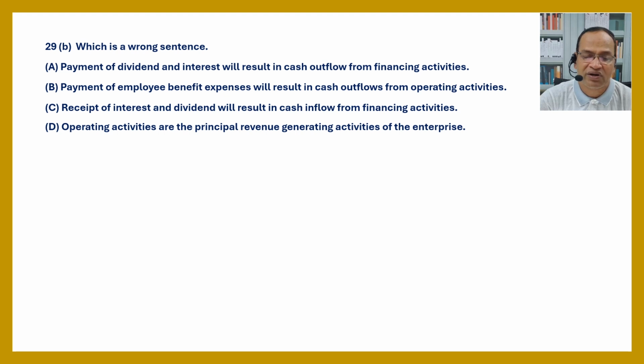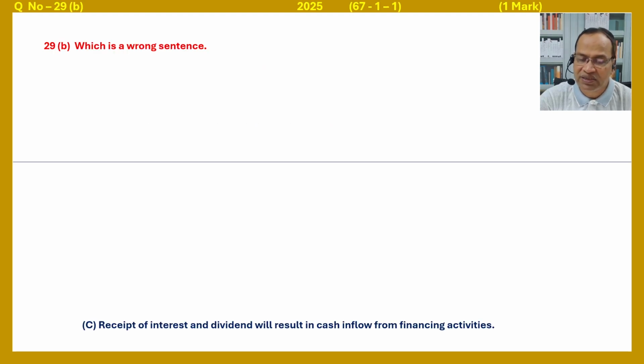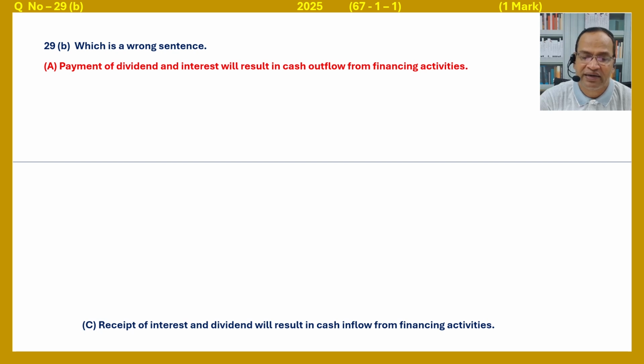Next, which is a wrong sentence? Payment of dividend and interest will result in cash outflow from financing activities. Payment of dividend and interest, finance activity. Correct.